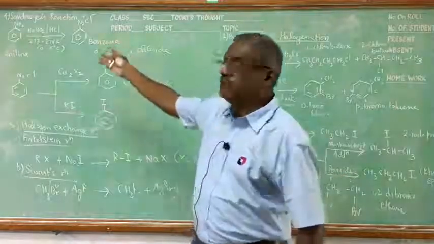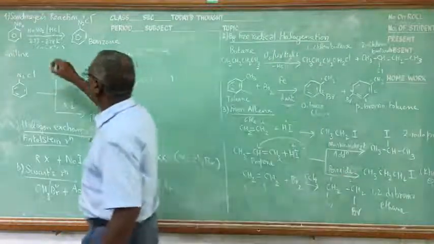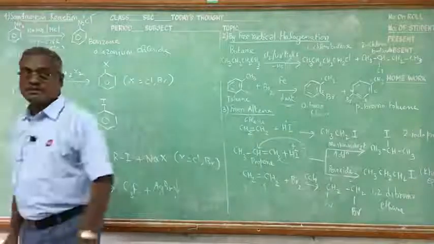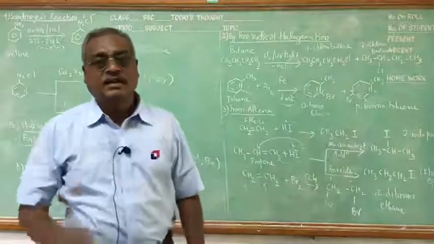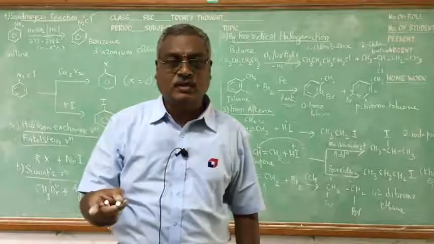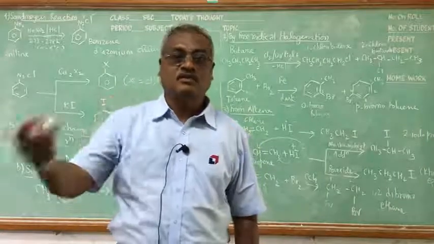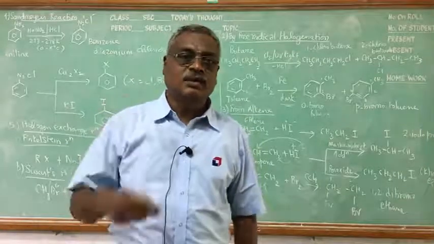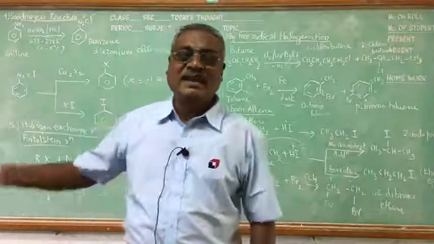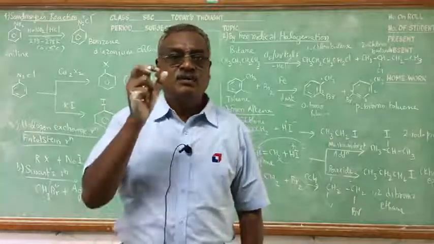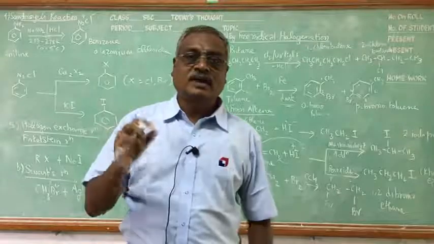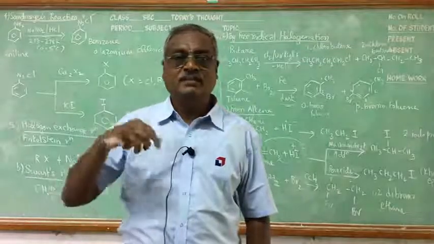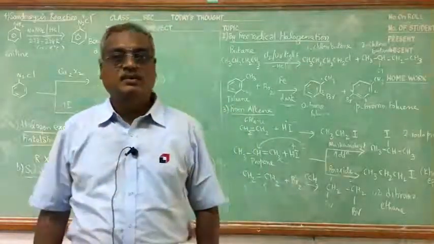Then the fourth important name reaction. All name reactions are very important. Sandmeyer reaction: aniline is first converted into benzene diazonium chloride. Then benzene diazonium chloride is converted into chlorobenzene, bromobenzene or iodobenzene. Then halogen exchange: normally fluoro compounds and iodo compounds can be prepared from the other alkyl halides. Okay. Thank you, students.